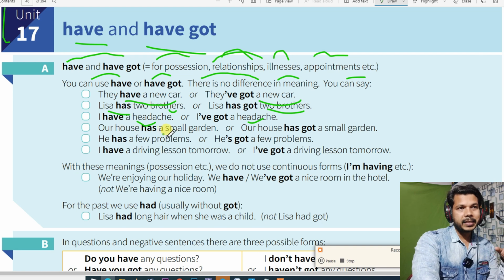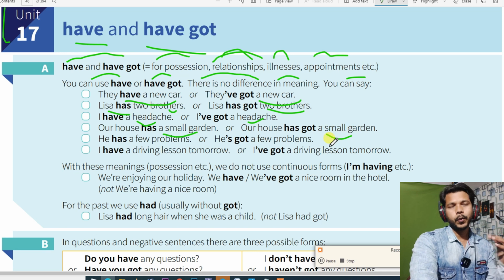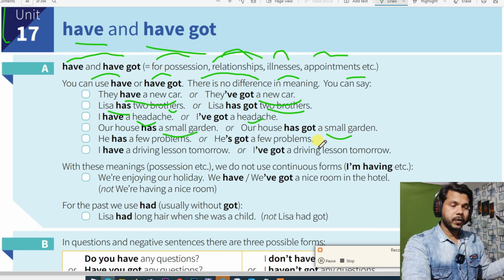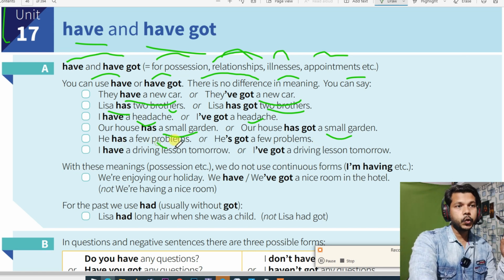Our house has a small garden. Our house has got a small garden. If you want to say, come on, look at my house, my house has a small garden. Or you can say, my house has got a small garden. Both are correct. He has a few problems, or he has got a few problems. I have a driving lesson tomorrow, or I've got a driving lesson tomorrow. So this is how you can speak.